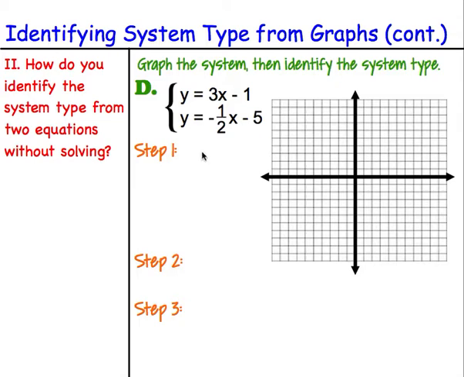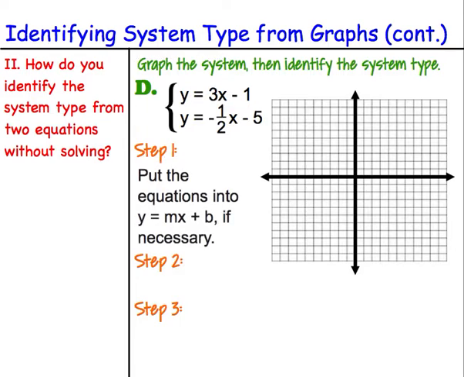So step one, what we are going to do is put these equations into y equals mx plus b, if that's necessary. In our case here, we already have them in the form of y equals mx plus b, so step one is kind of a moot point. Step two is going to be to graph both equations.